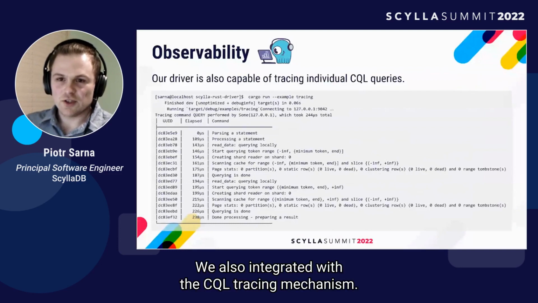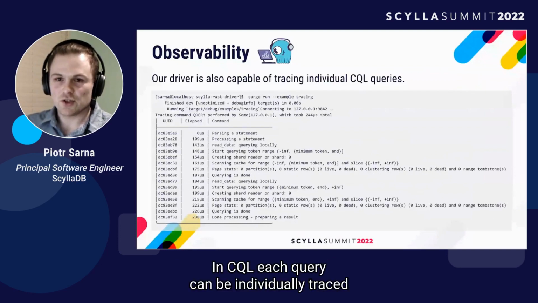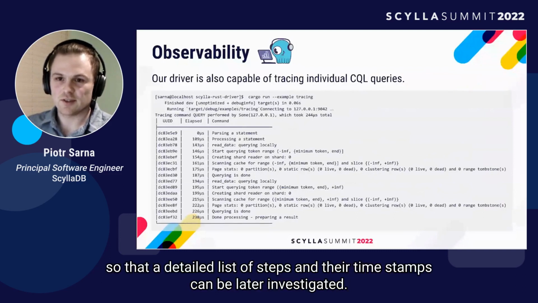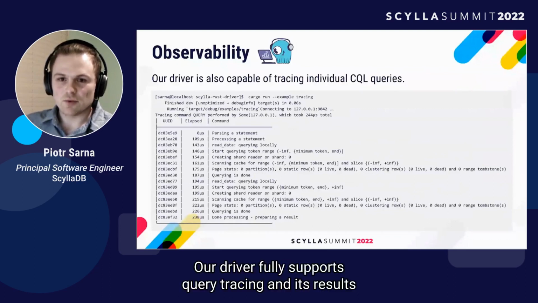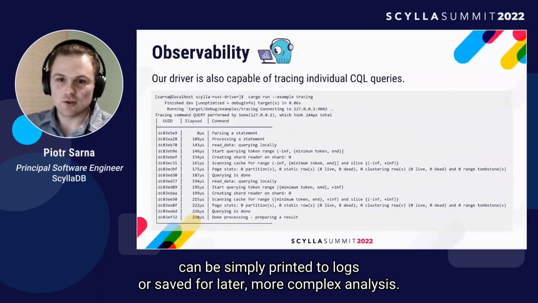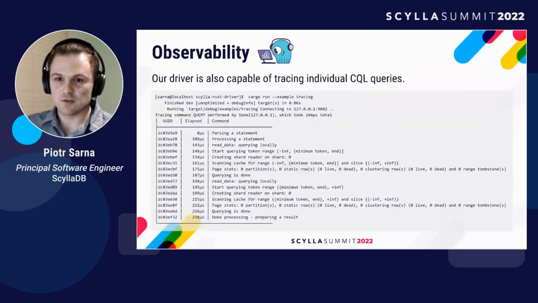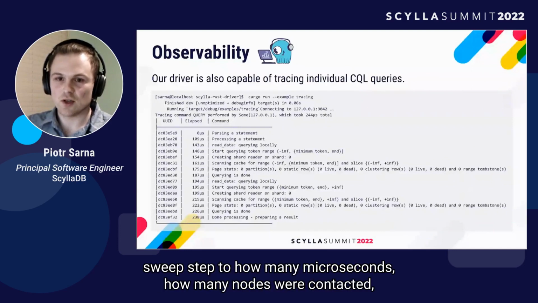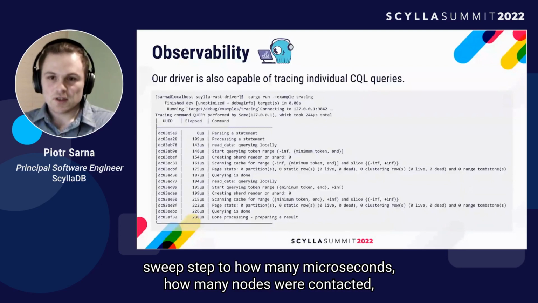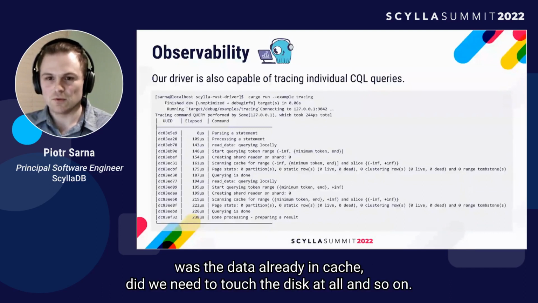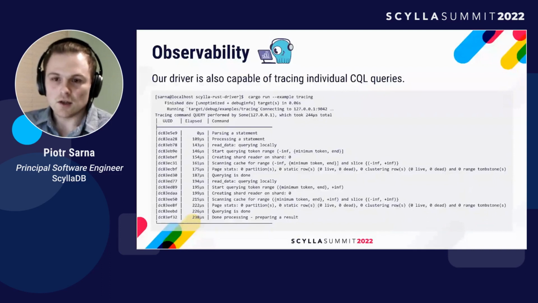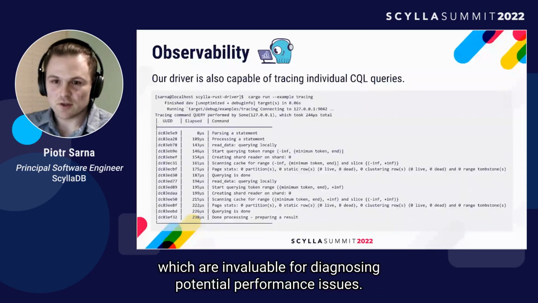We're also integrated with the CQL tracing mechanism. In CQL, each query can be individually traced so that a detailed list of steps and their timestamps can be later investigated, for instance, in search for performance regressions. Our driver fully supports query tracing, and its results can be simply printed to logs or saved for later more complex analysis. You can see in the slide that it's possible to deduce which step took how many microseconds, how many nodes were contacted, how long it took for the database to actually fetch the data from disk, was the data already in cache, did we need to touch the disk at all, and so on. All in all, tracing output is full of very important details which are invaluable for diagnosing potential performance issues.